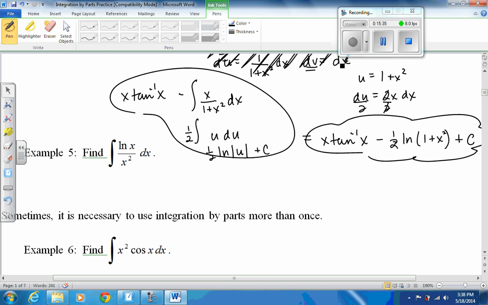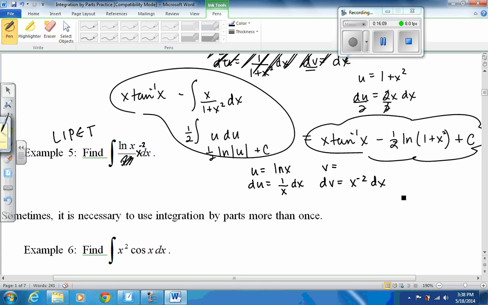Okay, number 5. U du v dv. This is kind of an easy one to know what to start with, because LIPET, L, that's log, that's first thing, and it's there, so we're going to use that for u. Derivative of log is 1 over x dx. And v, well, think of that as an x to the negative second there. So our dv, remember it's dv that we're going to do, is actually x to the negative second dx, which makes v, if you add a power, you get x to the negative 1, divide by negative 1, you're just going to get a negative.